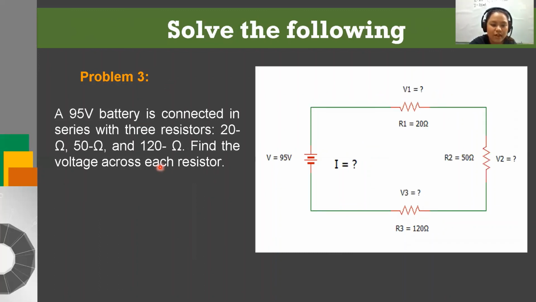We also have another problem, which is we have here the circuit. So a 95 volts battery is connected in series with 3 resistors. So we have resistor 1 as 20 ohms. We have resistor 2 as 50 ohms, and we have resistor 3 as 120 ohms. Find the voltage across each resistor.